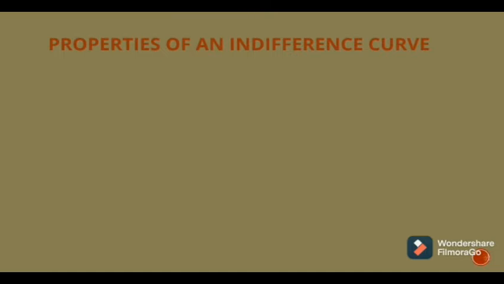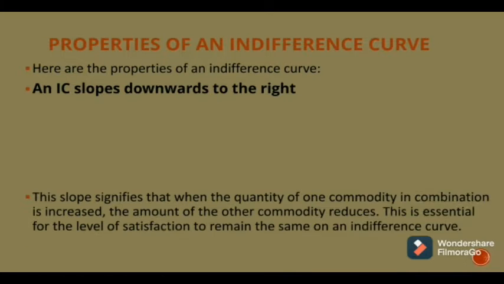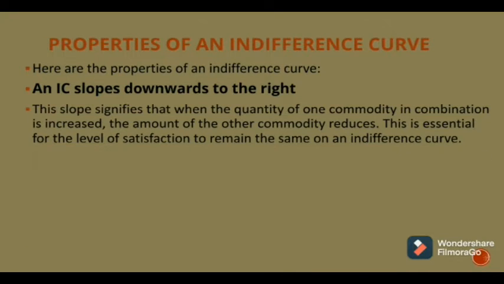Now let us begin the very important content of this topic, that is the properties of an indifference curve. The first property is that an IC slopes downwards to the right. This slope signifies that when the quantity of one commodity in the combination is increased, the amount of the other commodity reduces. That means an increase in the consumption of one commodity is followed by a decrease in the other commodity, and this is essential for the level of satisfaction to remain the same on an indifference curve.